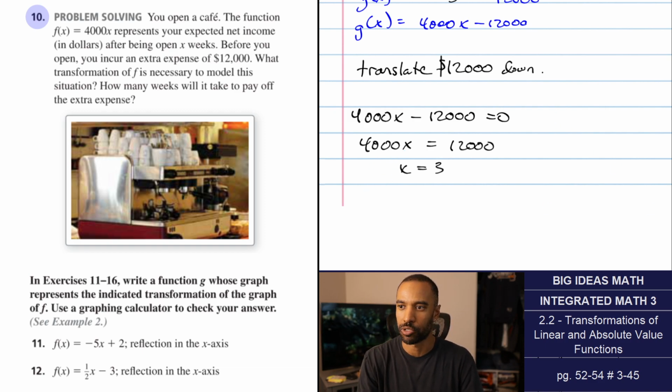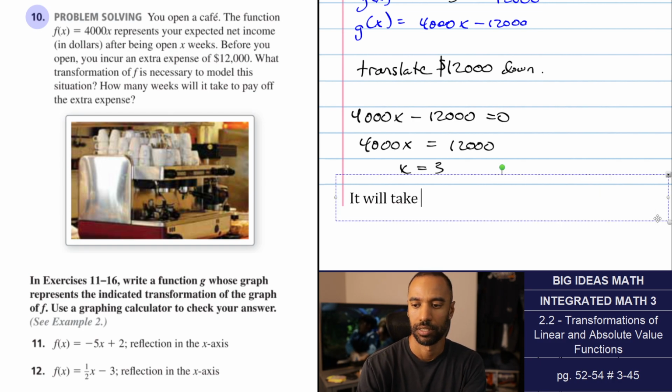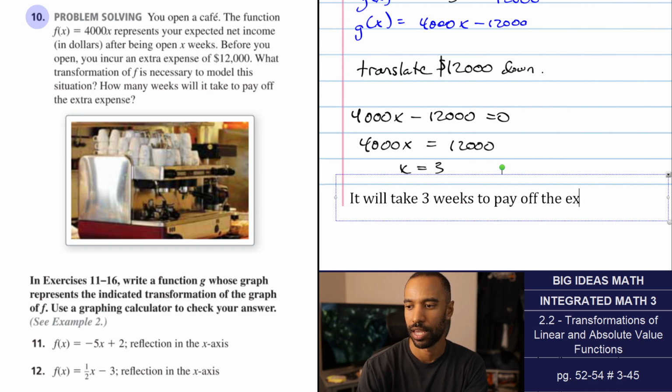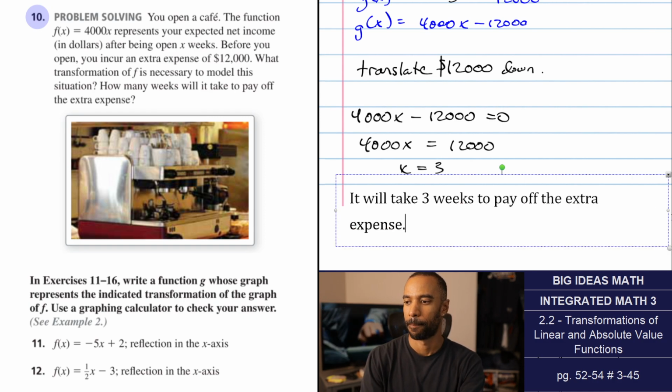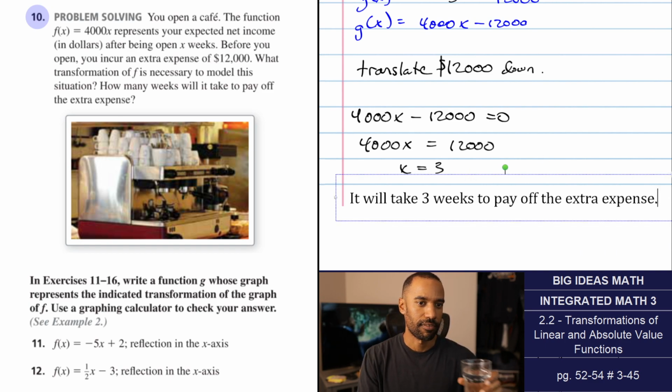I lost my mouse cursor. It will take 3 weeks to pay off the extra expense. Okay. All right. Water hit, then 11 to 16.